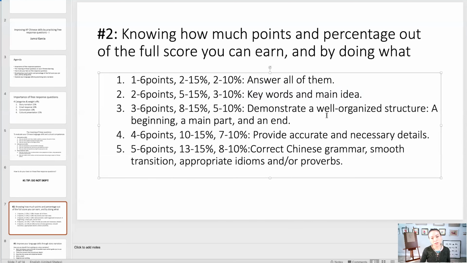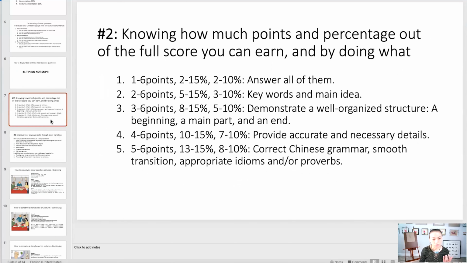Try to demonstrate a well-organized structure, either in your writing or in your speaking. You have to have a beginning, a main part, and an end. And then you provide accurate and necessary details. If it's not necessary, sometimes when you do too much, it's just a waste of time. And then make sure you can do the Chinese grammar and the transitions correctly. And also, if you can provide some idioms and proverbs.